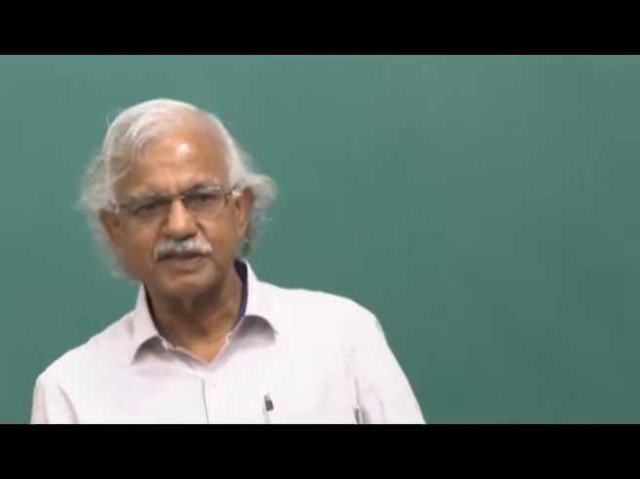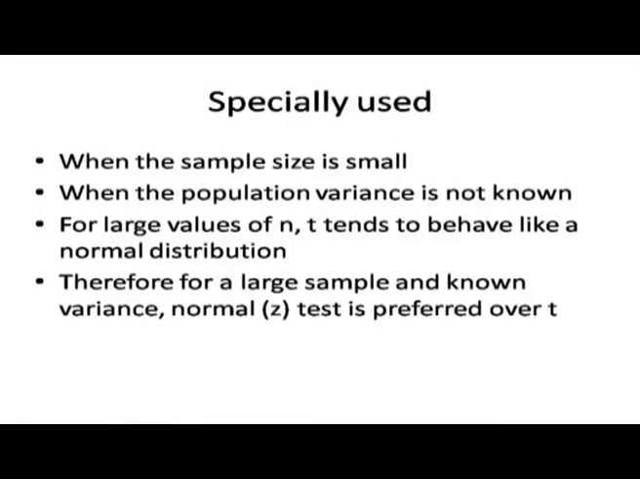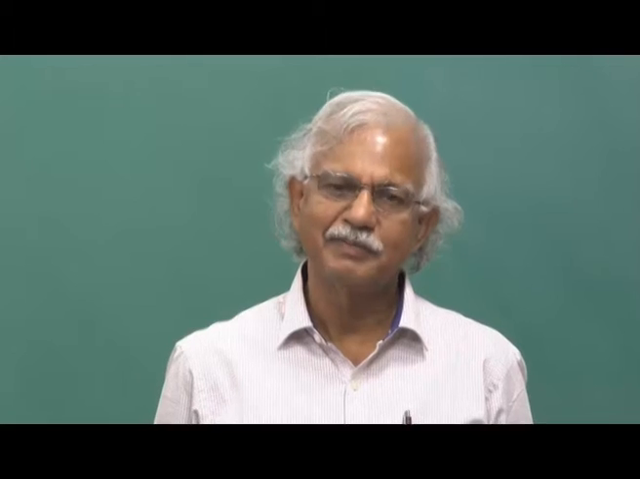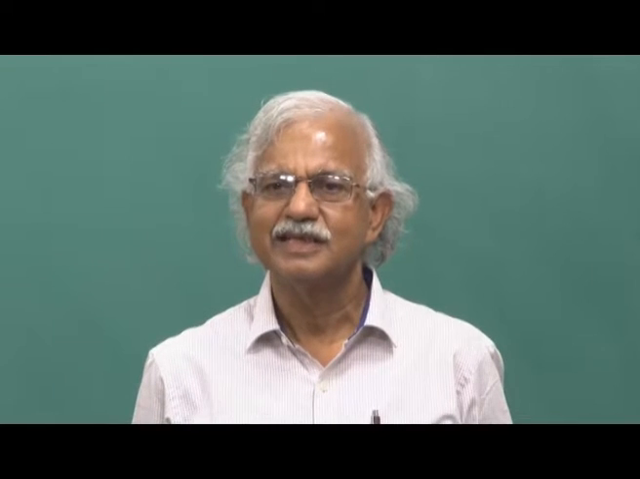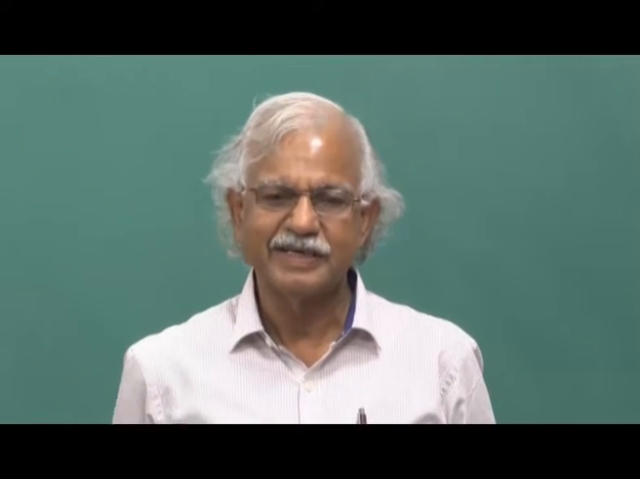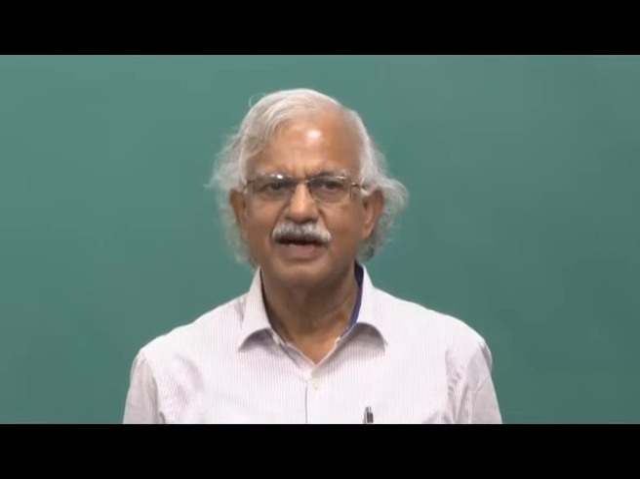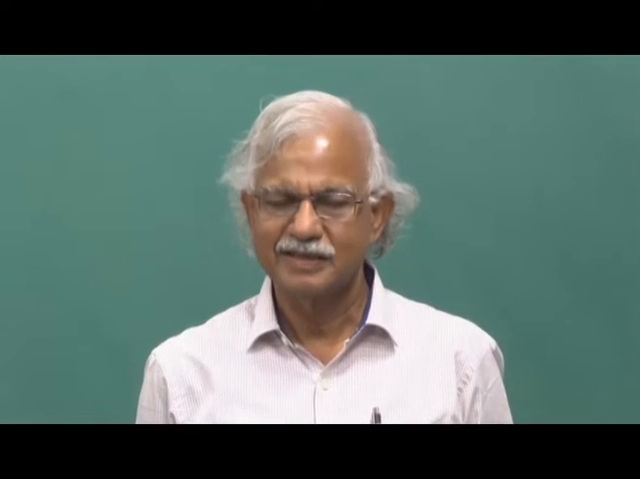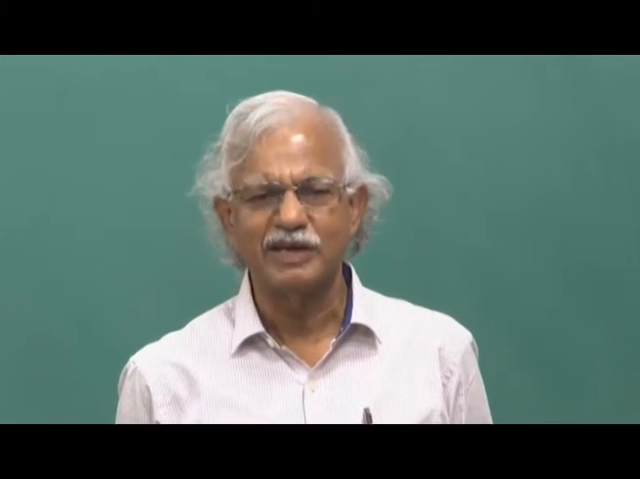T is used especially when the sample size is small, when the population variance is not known, and this sample size is small property. This is because when sample size is large, above a certain value of sample size or above a certain value of degrees of freedom, which depends on sample size, the t distribution starts behaving like a normal distribution. I will show you a t table, and you will find that after degrees of freedom 30, the values of t become very similar to values of z.